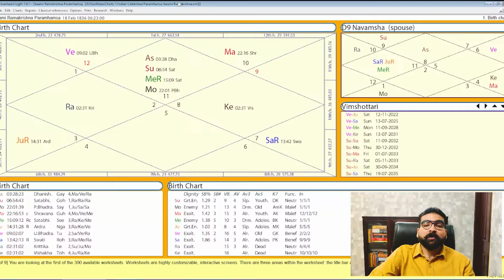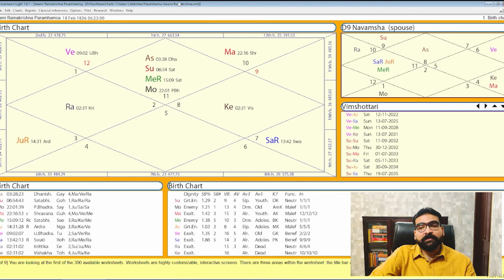Now we will apply this concept in a chart, to see how you have to assess that a particular person can worship a particular form of God. Okay, so this is the chart of Swami Ramakrishna Paramhansa. He was the guru of Swami Vivekananda, and he was the Siddha of Kali. I'll say it was the direct realization and vision of Kali to him throughout life.